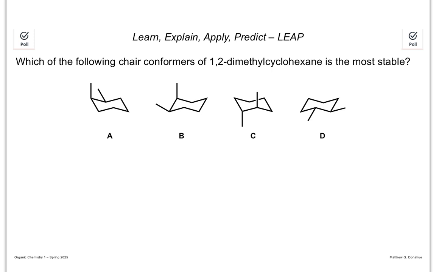So which of the following conformers of the 1,2-dimethyl cyclohexane is the most stable? So on here, there's the two cis and the two trans. So out of all of them, D would be the most stable. Because both substituents are equatorial. So here you have an axial, here you have an axial, and there you have an axial. And so that automatically adds an energy penalty relative to the di-equatorial.